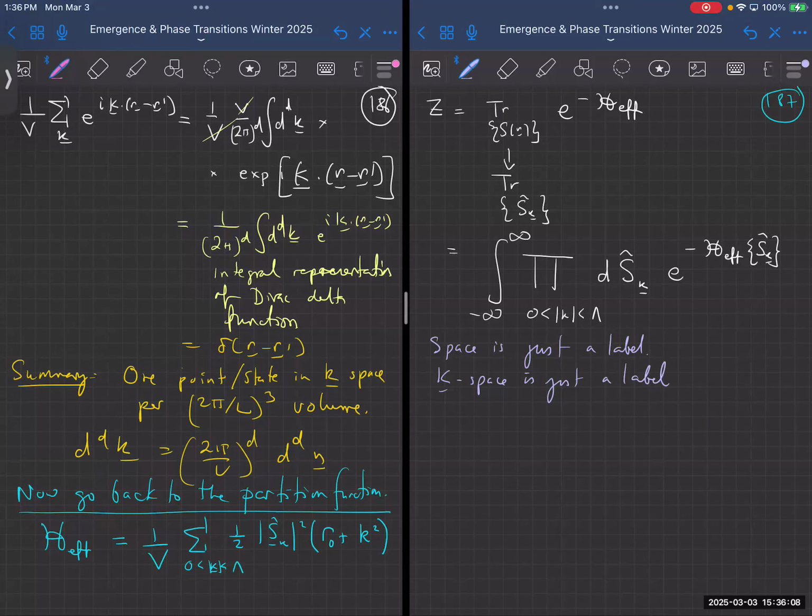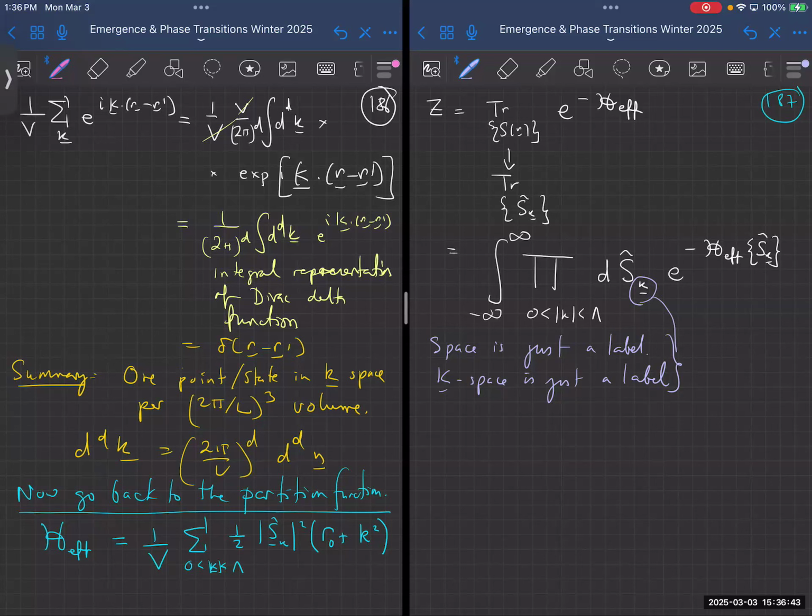So this field is labeled by the K value. And then when we say the integral goes from minus infinity to plus infinity, we mean that the values of S, so you tell me what K is. So K is 137. Okay, so S 137, I vary it from minus infinity to plus infinity, e to the minus whatever the Hamiltonian is, and I do that integral. Okay. So that is the problem.